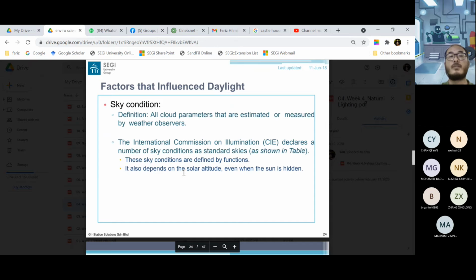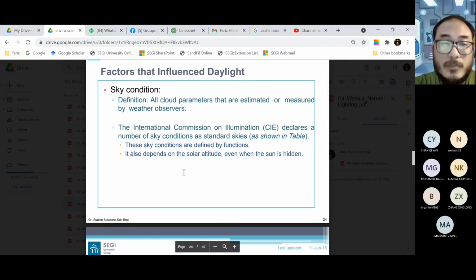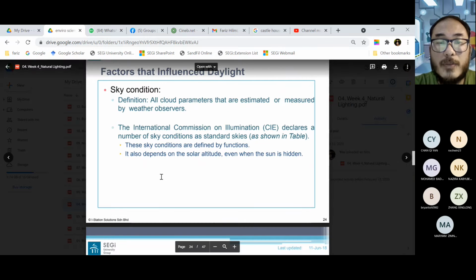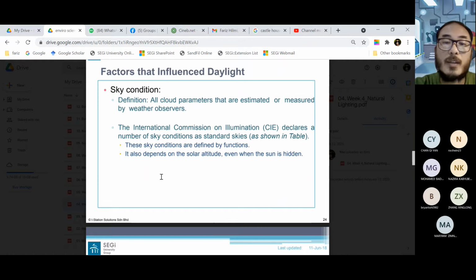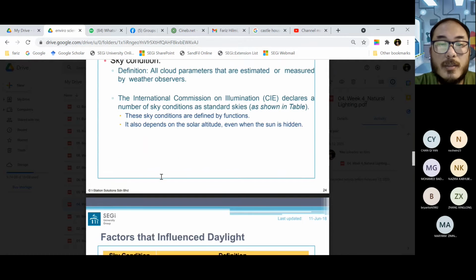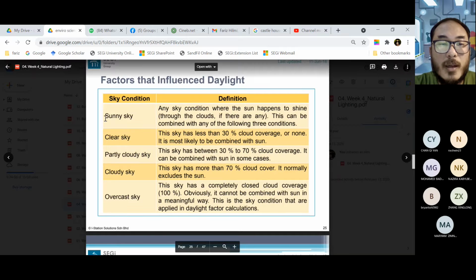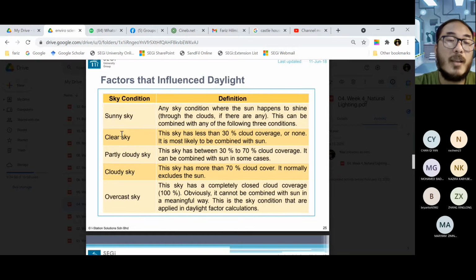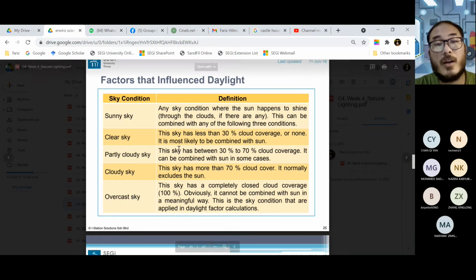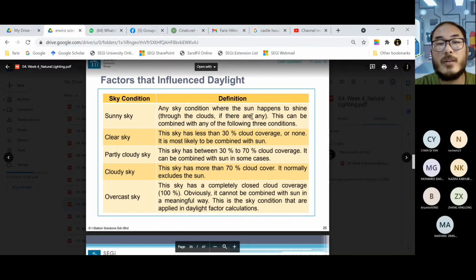Factors that influence daylight: sky condition, the cloud parameters that are estimated or measured by weather observers. These sky conditions are defined by function, and also depend on the solar altitude, even if the sun is hidden. Okay, so there are sky conditions like this: sunny sky, clear sky, partly cloudy, cloudy, overcast. They all have different meanings. Sunny sky is no cloud at all.